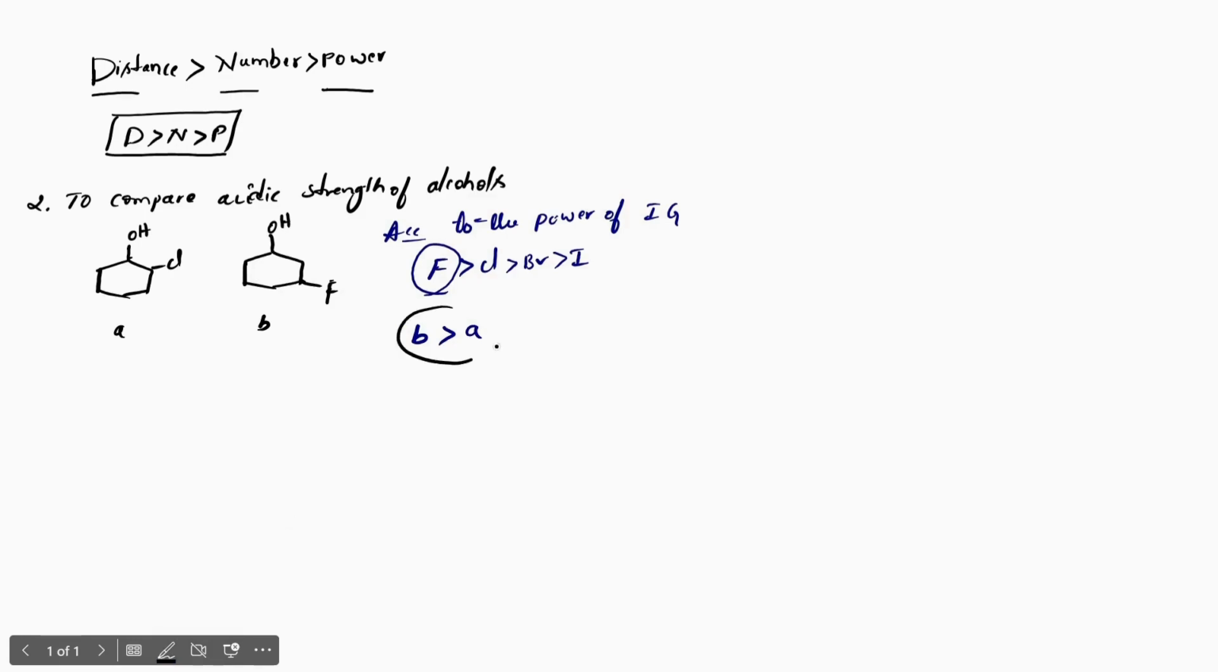But which is absolutely wrong. Because as I said now, the preference should be given to the distance, number and then power. Here this chlorine is at lesser distance to alcohol. In case B, fluorine is at longer distance to alcohol compared to A. Since we have to consider the distance of the inductive groups, A is more acidic than B. This is the correct answer.